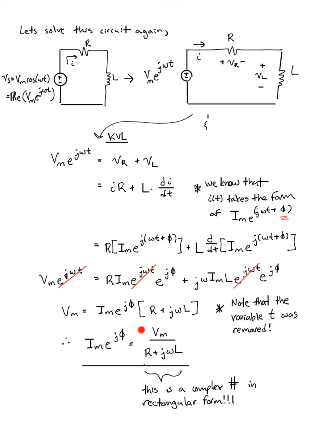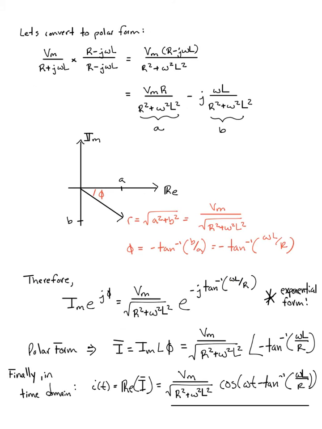This is our solution in what's called the frequency domain. Now note that this is a complex number, and it's in rectangular form. It maybe just doesn't look convenient because it's not a plus jb, and we don't know what a and b are just yet. So let's convert this solution, Vm over r plus j omega L, to polar form.